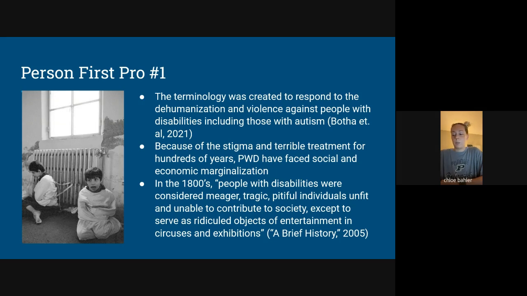In the 1800s, people with disabilities were considered meager, tragic, pitiful individuals, unfit and unable to contribute to society except to serve as ridiculed objects of entertainment in circuses and exhibitions. They were thought of as abnormal and feeble-minded. Many had to undergo sterilization. They were forced in institutions and asylums for most of their lives. The segregation kept them away from people who looked down on them and feared them.